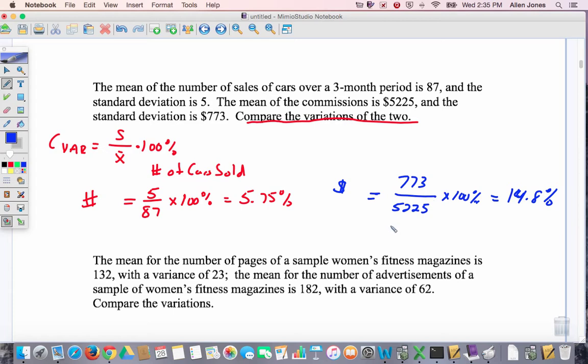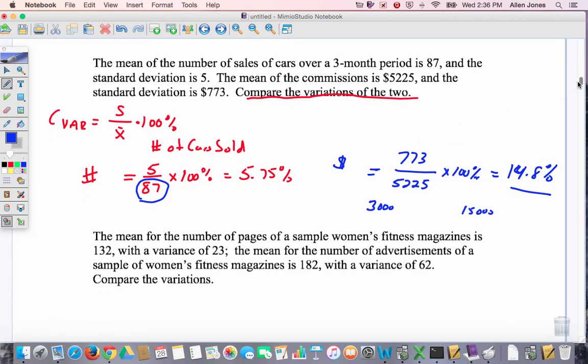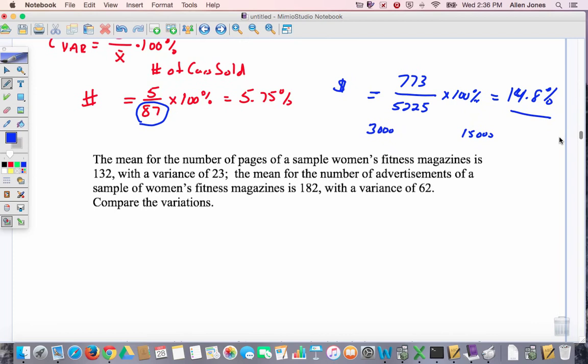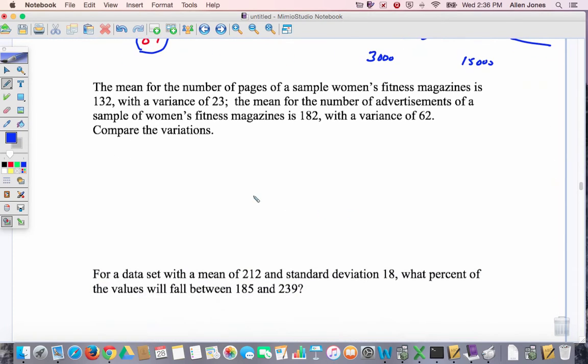One salesman might have made $3,000 in commission, and another might have made $15,000. They're more spread out because this coefficient of variation is larger, whereas most of our salesmen are pretty closely grouped around 87 sales per month. They're not going to go too far from that because 5.75 is our coefficient of variation, which is considerably smaller than the previous one.